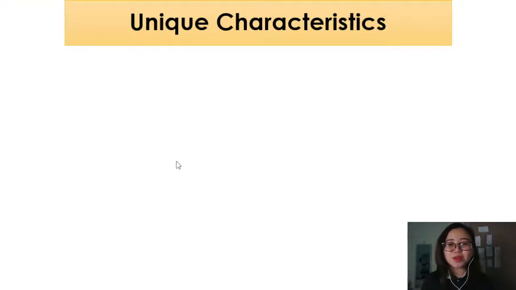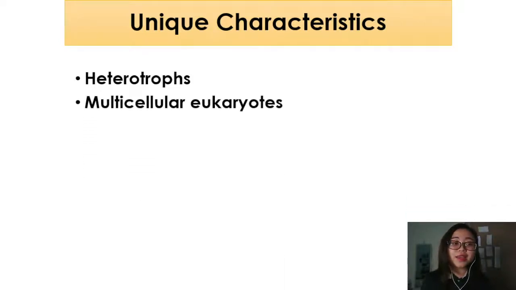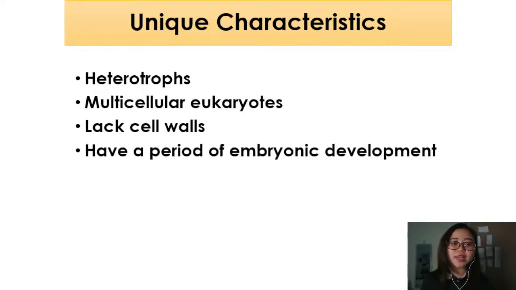So let's talk about the unique characteristics of this most familiar kingdom of organisms. And you can look at yourself for each of these and see if they apply to you. First things first, Animalia are heterotrophs. They are multicellular eukaryotes. They lack cell walls and they have a period of embryonic development. So far, this is true for all of us.